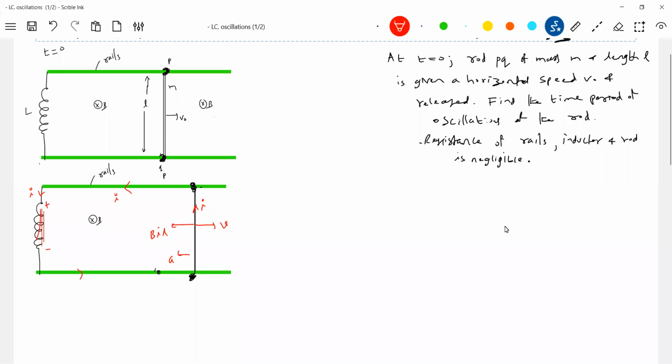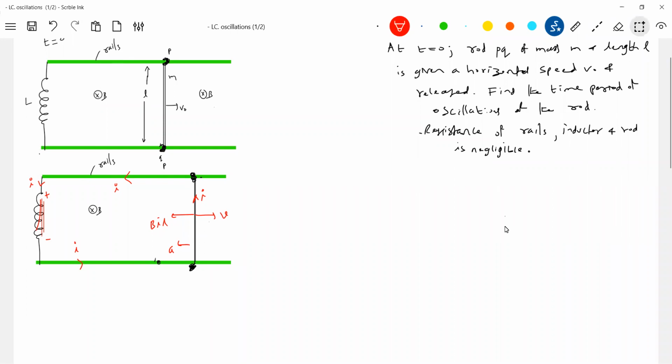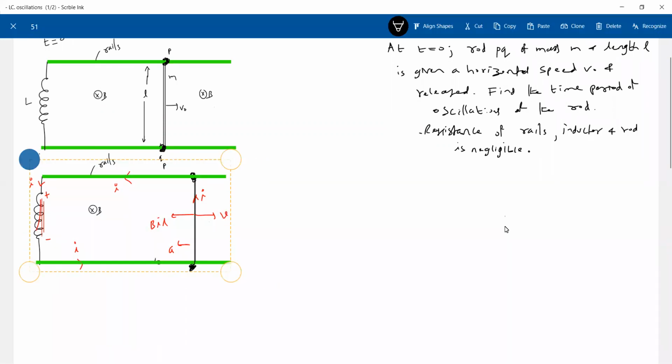The question is very important, basic for oscillations through an inductor. That's why I just picked up this problem now. Because of the BIL force, the rod will continuously undergo retardation, and finally it has to come to rest, instantaneous rest, you can better say.